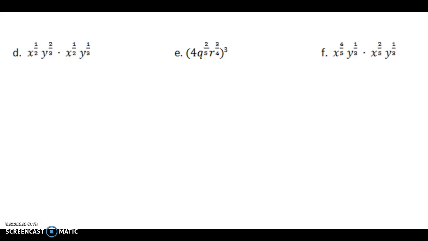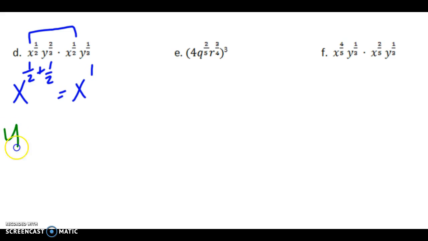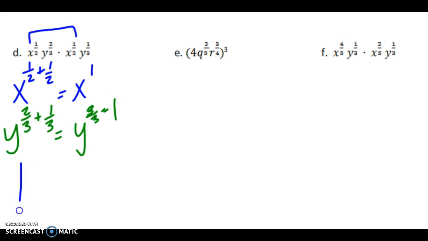Cruising right along, same rules, okay? So when it comes to my x's, they both have a base, so I'm going to add those together. I have a 1/2 plus a 1/2. So for my x's, I have x to the 2/2, so they just need 1/2. For my y's, same idea. I have 2/3 plus 1/3. That gives me 3/3 again. That's 1/2. So put these together, and my answer is x, y.